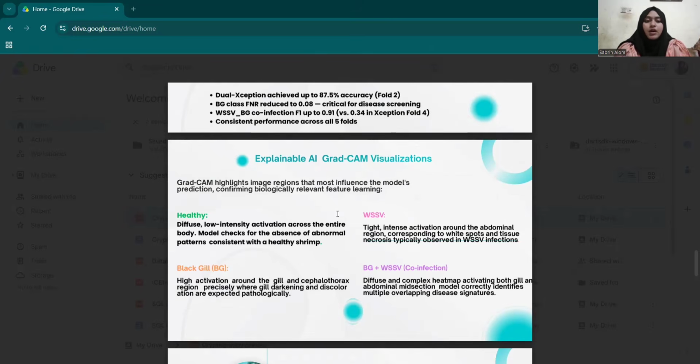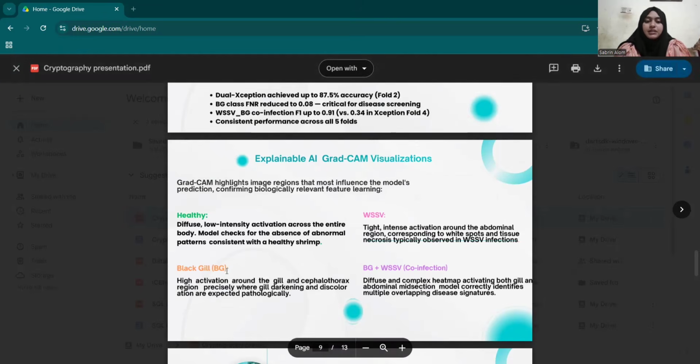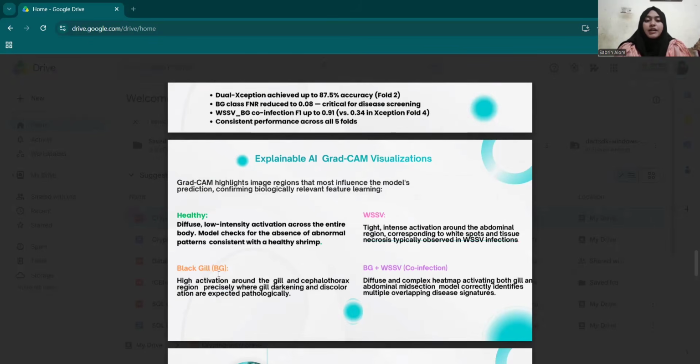And the second one is black gill, BG. Here is high activation around the gill and cephalothorax region, precisely where gill darkening and decoloration are expected pathologically. And the third one is WSSV, white spot virus.